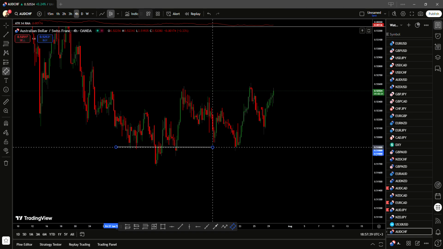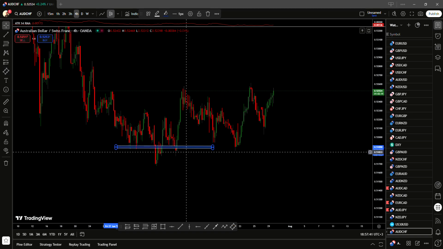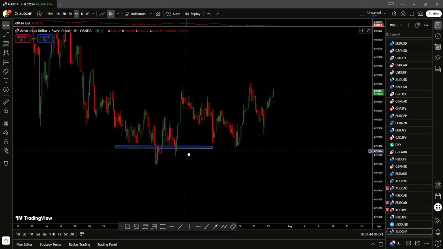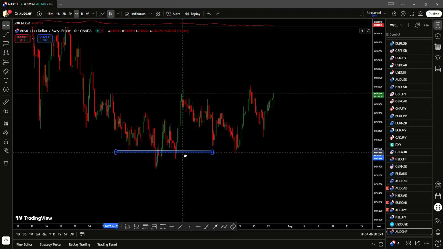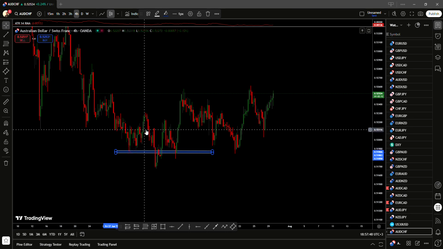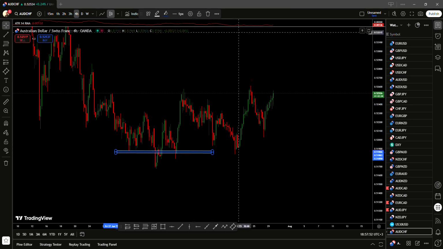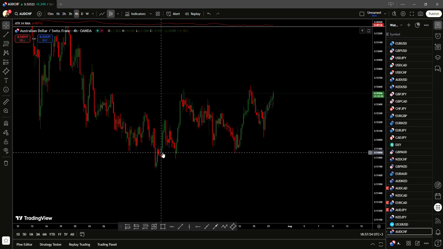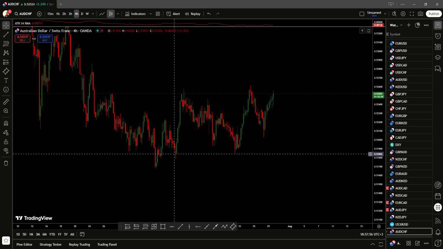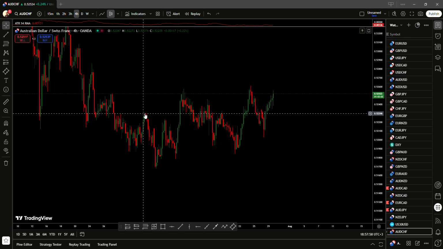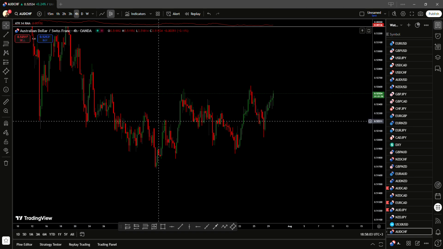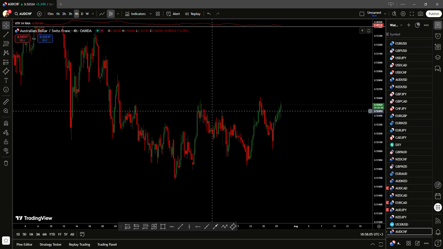Let me just mark it. Here, it made a head and shoulder. This is the shoulder, this is the head, this is the shoulder here. So immediately price went up there, it started going up, making a higher high, breaking this previous lower high. That signifies that we have changed the trend, and possibly we might go into higher highs, higher lows.